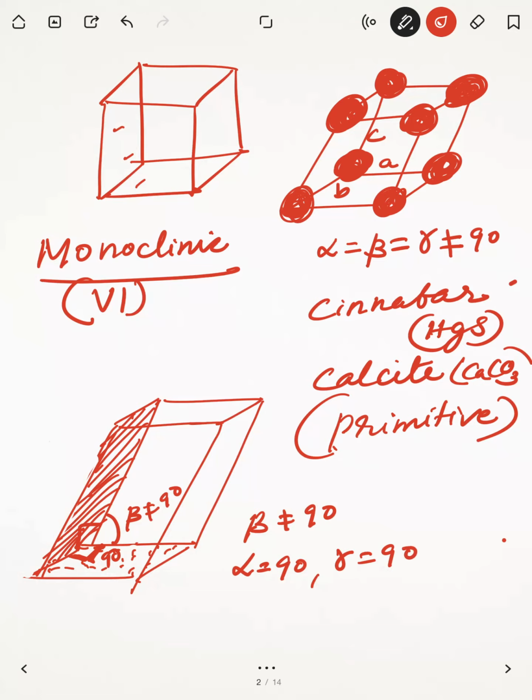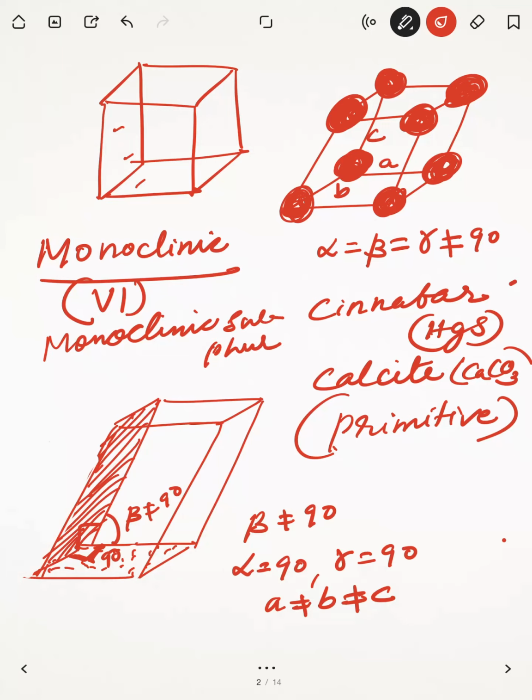Since it was a matchbox, A is not equal to B, which is not equal to C. So this is monoclinic. Example is monoclinic sulfur. Another example is Na2SO4, hydrated sodium sulfate, dot 10H2O.